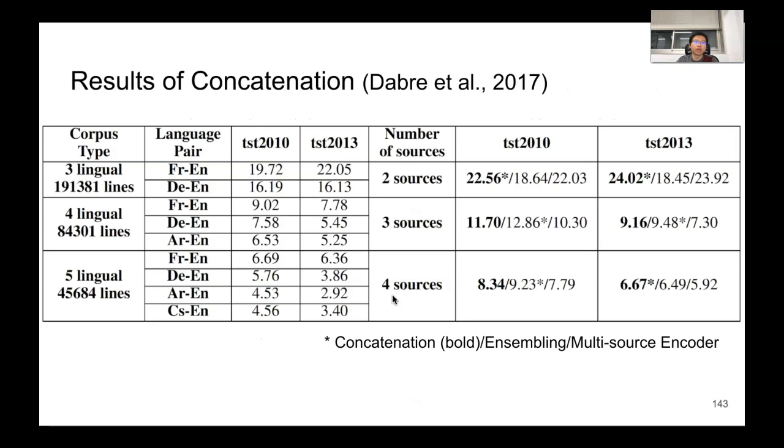How does it work? In this paper, it compares with the ensembling and multi-source encoder approach actually. In various settings like French English, German English, and other foreign languages, and in Arabic English as well, and also Spanish English as well, we can see that surprisingly, although this multi-source approach is very easy, right? It's very simple, but it outperforms the ensembling methods and the multi-source encoder methods.